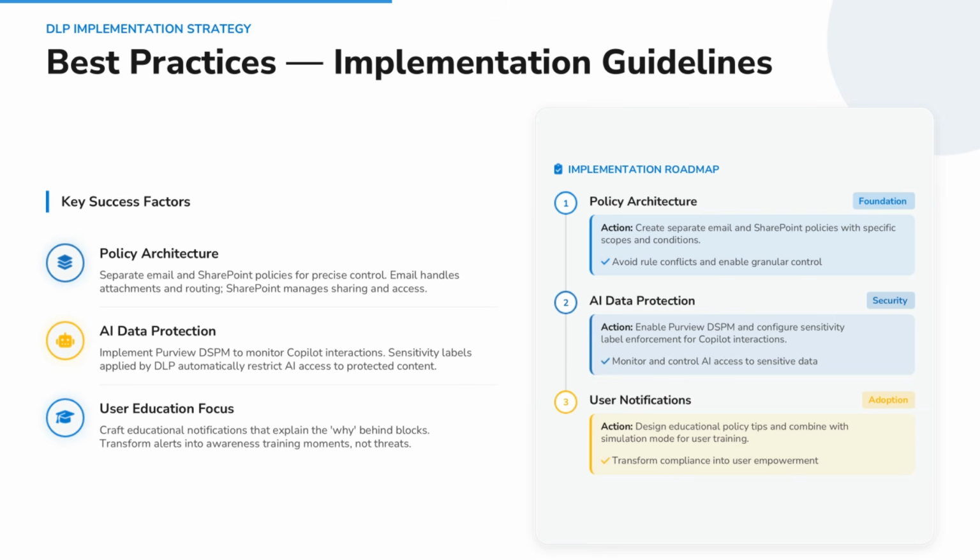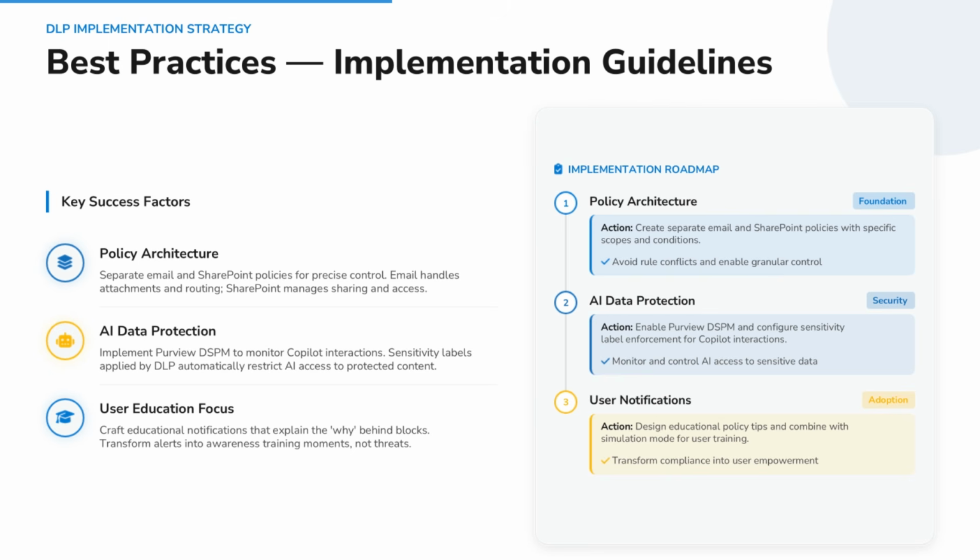Let's do a quick recap of what we covered today. The first thing we looked at today was how separating your DLP policies by workload gives you far more control. When you create one policy for email and another for SharePoint, you unlock deeper configuration options that simply don't appear when everything is bundled together.